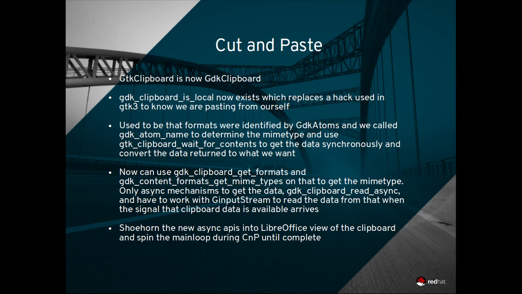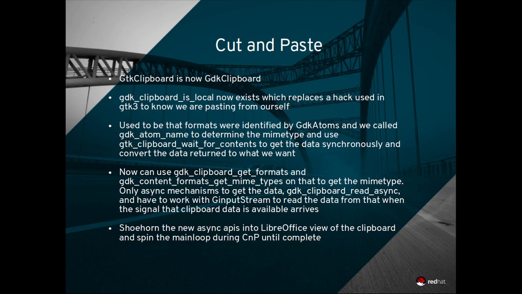The first change in GTK4 is that there's now an API available to let us know that we are pasting from ourselves. The GDK clipboard is local. That's convenient and can replace a horrible hack that we're using in the GTK3 version. So that's a positive. In the GTK3 version, it used to be that formats were identified by GDK atoms, and we got the MIME type of that format by calling gdk_atom_name to get that, and then we would call gtk_clipboard_wait_for_contents to get the data synchronously and convert the data returned from that to the various formats that we use internally. Fairly straightforward from our perspective.